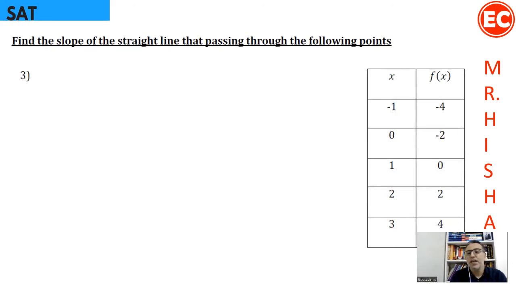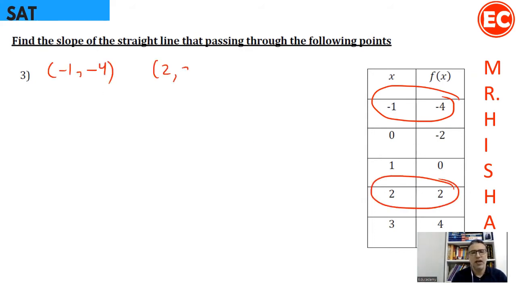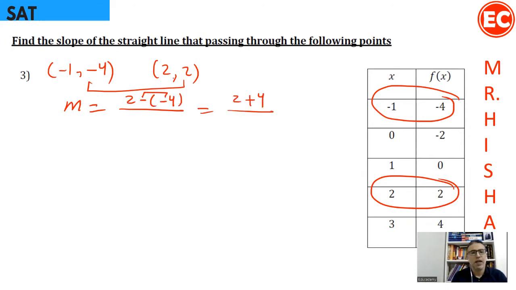Number 3, I have a given table and I want to find the slope. You can choose any 2 points, any 2 points. For example, I'm going to take this ordered pair, negative 1 and negative 4. And let's take this ordered pair, 2 and 2. So the slope is 2 minus negative 4, and don't forget the minus, because I'm going to change it to positive, over 2 minus negative 1, which is going to be 2 plus 1. So it's 6 over 3.